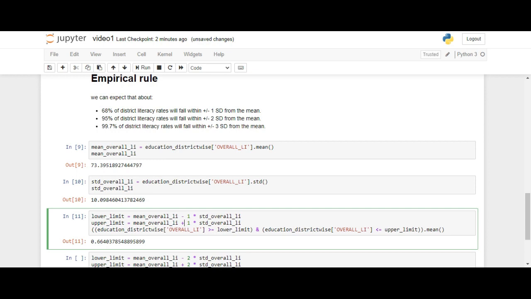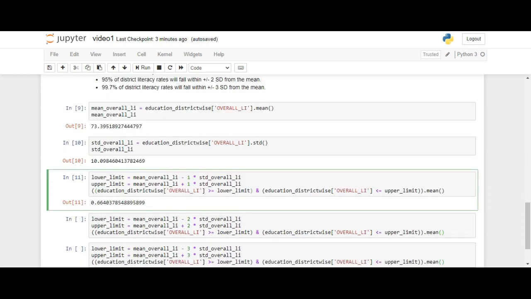Next, we add a line of code that tells the computer to decide if each value in the normal literacy column is between the lower limit and upper limit. To do this, we use the relational operators greater than or equal to and less than or equal to, and the bitwise operator and. So finally, we use the mean function to divide the number of values that are within one standard deviation of the mean by the total number of values and run the code.